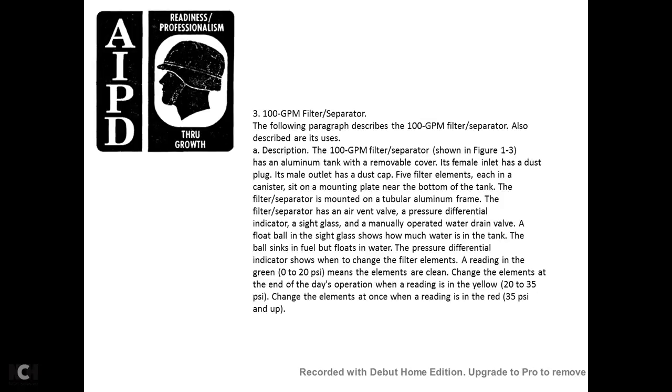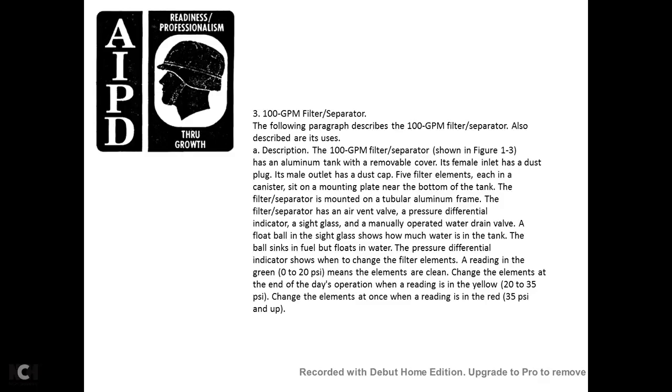Five filter elements go to each canister, and it sits on a mounting plate near the bottom of the tank. The filter separator is mounted on a tubular aluminum frame. It has an air vent valve, a pressure differential indicator, a sight glass, and a manually operated water drain valve. The float valve with the sight glass shows how much water is in the tank. The ball sinks in the water.